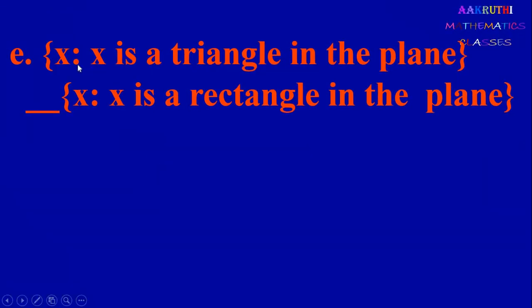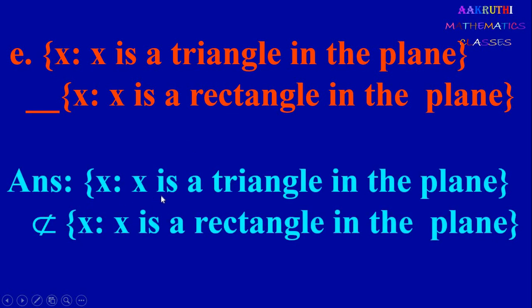So next one, it is the set of all x such that x is a triangle in the plane, and you have to check whether it is a subset of the set of all x such that x is a rectangle in the plane. Now here it is given triangle and here it is given rectangle. Triangle is a subset of rectangle, it is not possible. So therefore this is not a subset. In triangle we have right triangle, isosceles triangle, different types are there, but these all are not a subset of rectangle.